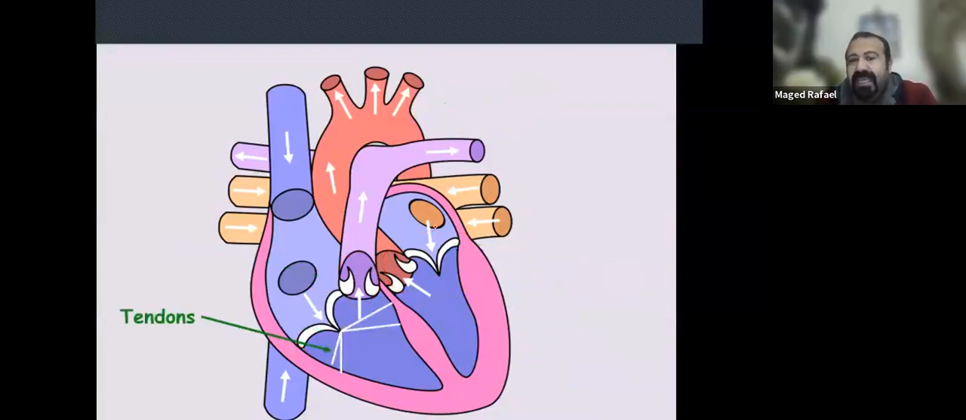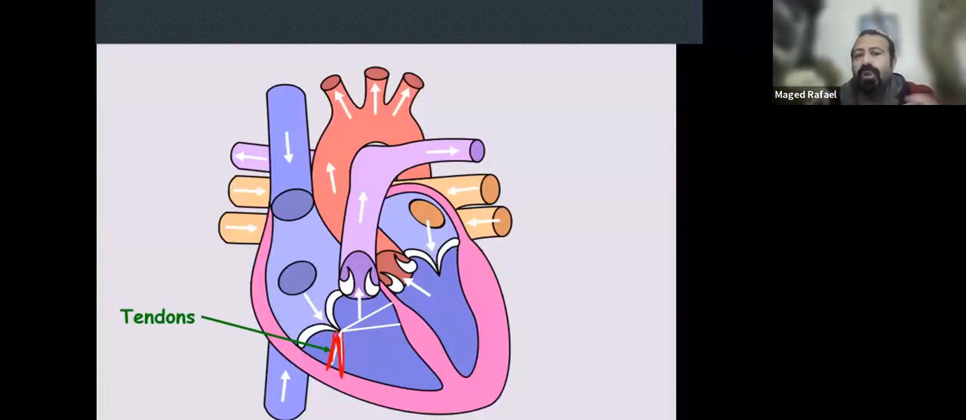Now, we have a question. Do valves work by magic? Definitely not. We have tendons, all of the tendons here, and one day I will dissect the heart with you. I'm sorry, it will be through a Zoom session, but I can dissect the heart with you. I can send you a video for the heart dissection, just to save time.